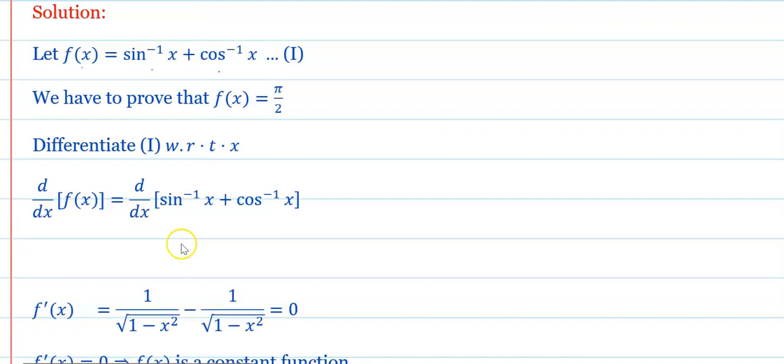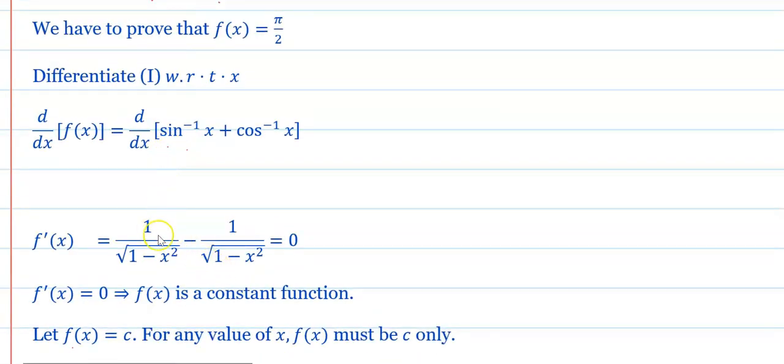Now first differentiate with respect to x. d/dx of f of x is equal to d/dx of sin inverse of x plus cos inverse of x. Means what? The derivative of sin inverse of x, as we have just seen in the list, is 1 upon root of 1 minus x square, and for cos inverse it is minus. Plus and minus get cancelled, so the derivative is 0.